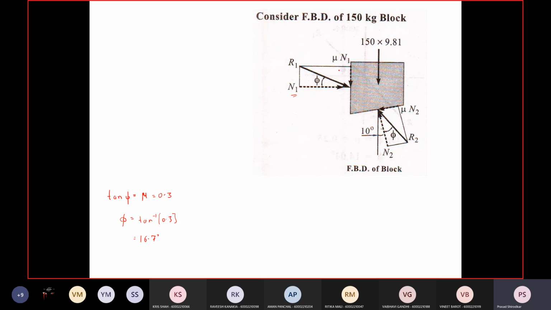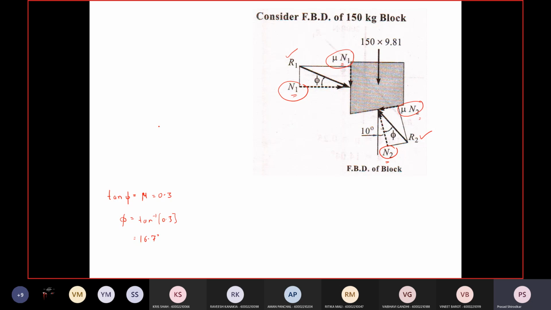One, N1 and μN1, and 2, N2 and μN2, and 5, this self-weight. Okay. So I am going to reduce this 5-force system into a 3-force system so that I can apply Lami's theorem. So N1 and μN1 will be replaced by R1, and N2 and μN2 will be replaced by R2.